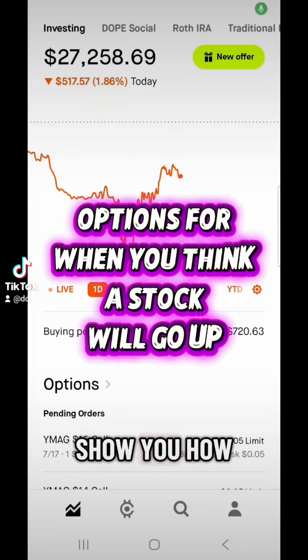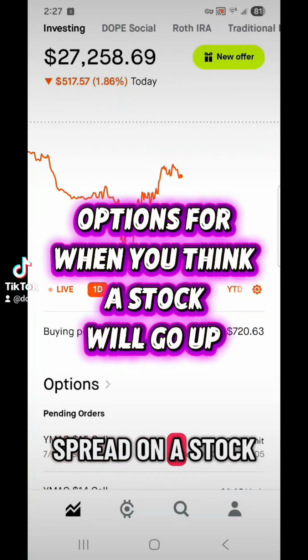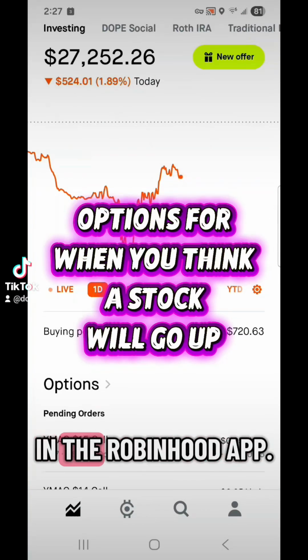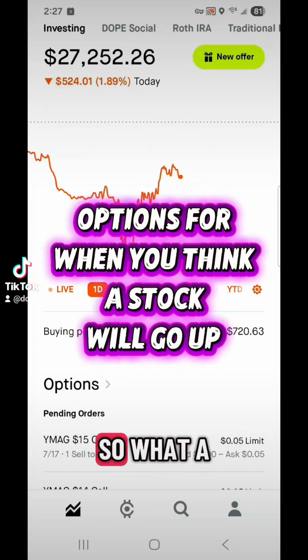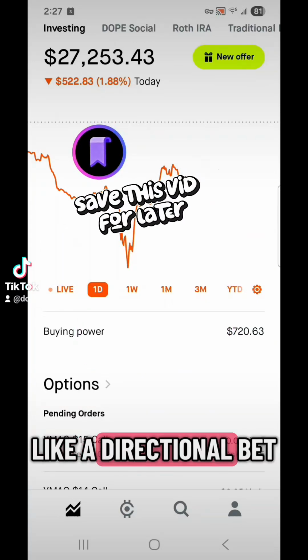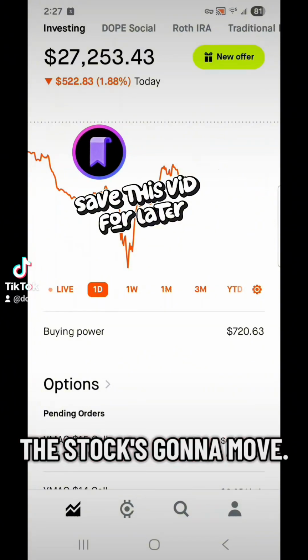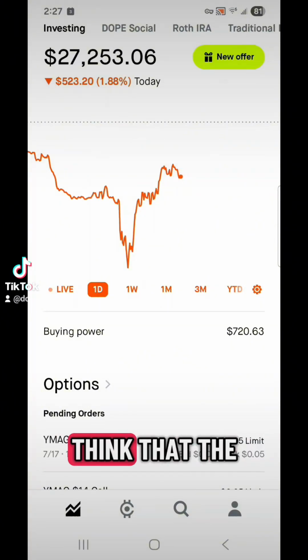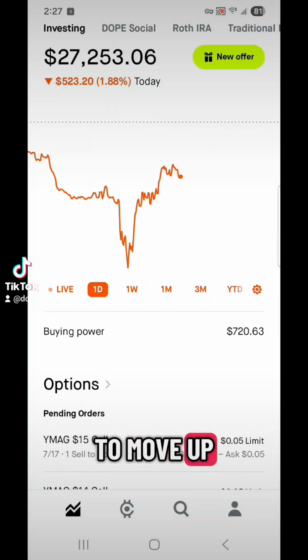I'm going to show you how to open up a put credit spread on a stock step by step in the Robinhood app. What a put credit spread is, it's basically a directional bet on which way the stock's going to move. You think that the stock is going to move up or at least stay above the strike prices you pick, and that the stock isn't going to go below that price.